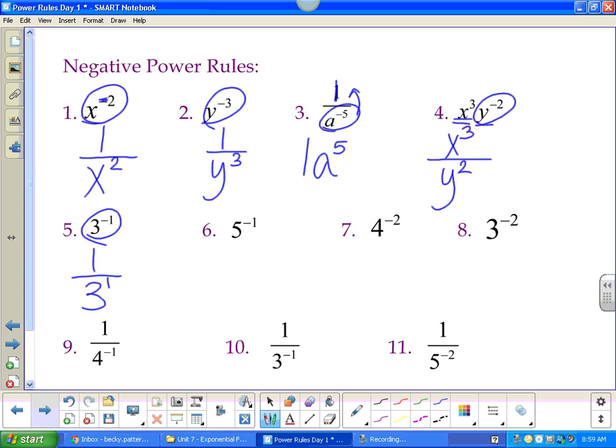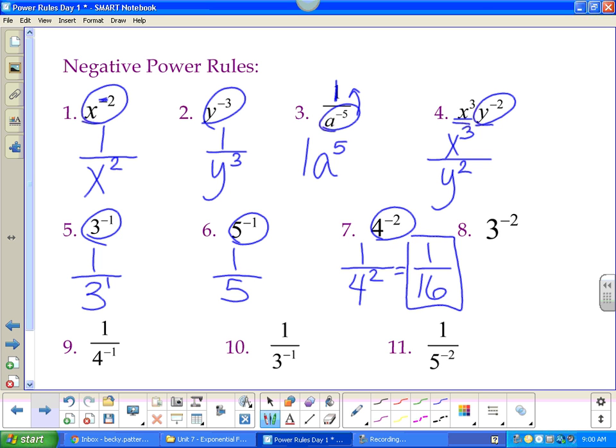Number 6, unhappy, move him. Now number 7, unhappy, move him. Now what's different about this one? Can we do 4 squared? Like, can you tell me what 4 squared is? That's 16. So we wouldn't leave it like that. We would write it like that. So a little cleaning up afterwards. Same thing with this one. Unhappy, gonna move him, becomes positive, and now square him.